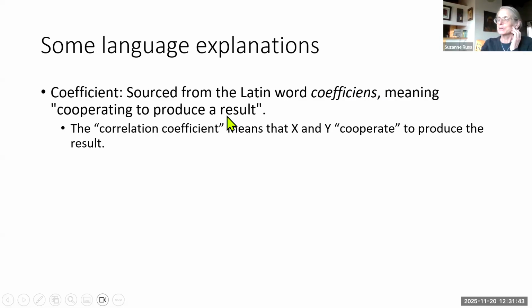And so when we think about a coefficient, we're just thinking about a number that cooperates with another number to produce a result. Maybe the number is multiplied by the other number, or divided, but that's all that means. So we're going to see that word in class a lot. So it just means a number that cooperates with another number.